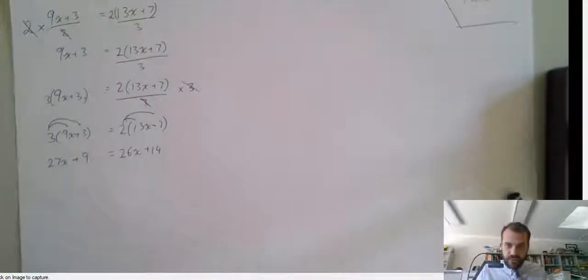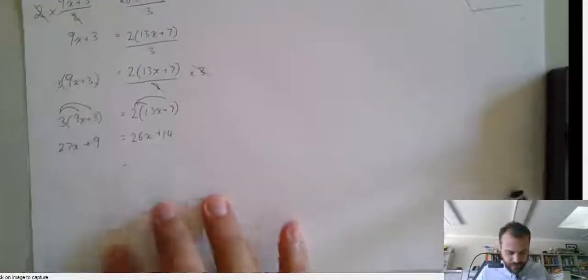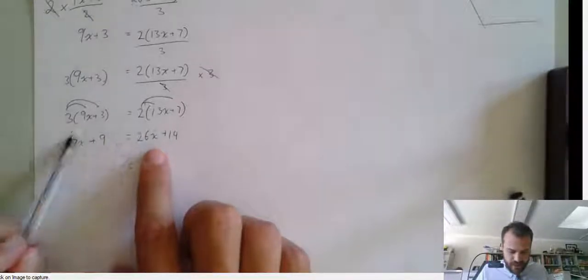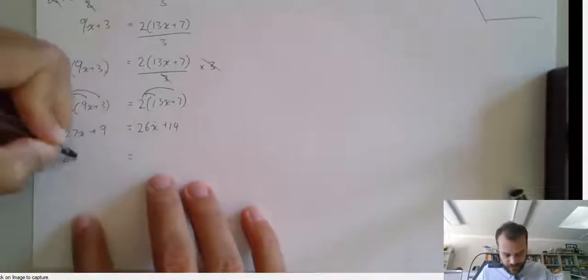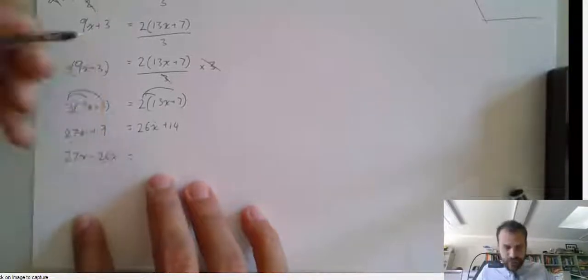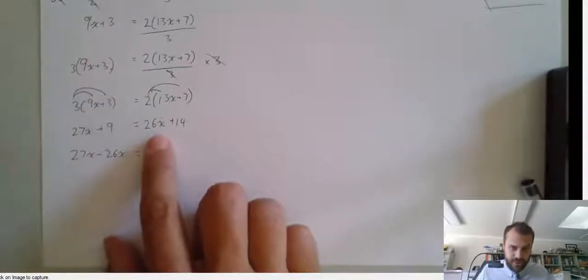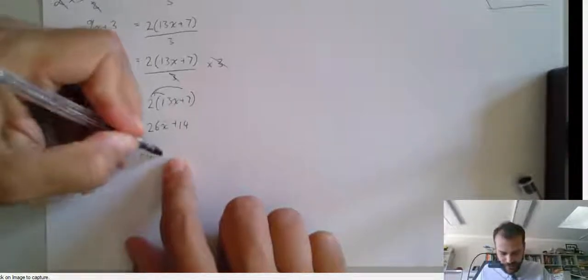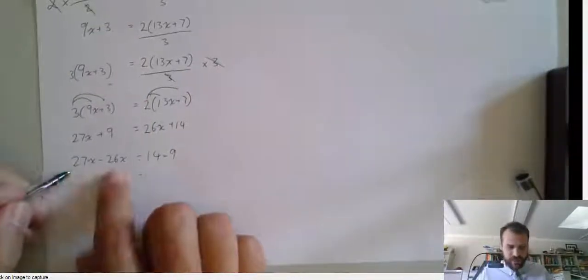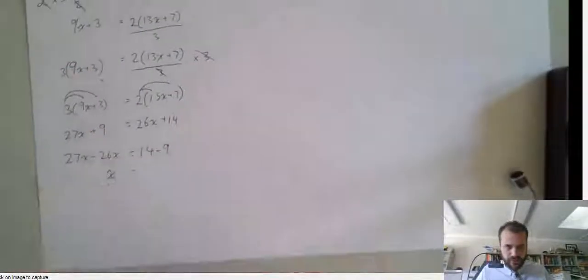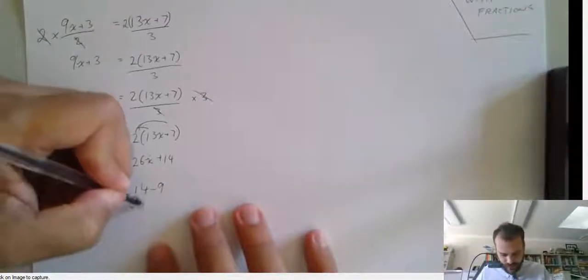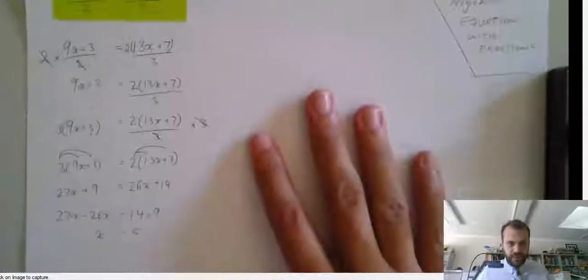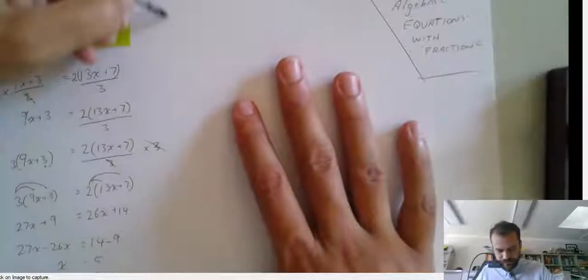Now I need to move all of my whole numbers to one side, and I need to get all my x's to the other side. So I'm going to move the 26x to this side, to the 27x. Really, I'm subtracting 26x from both sides. And when I say move the positive 9 over, I'm going to subtract 9 from both sides. 27x minus 26x is x. 14 minus 9 is 5. So x is 5.